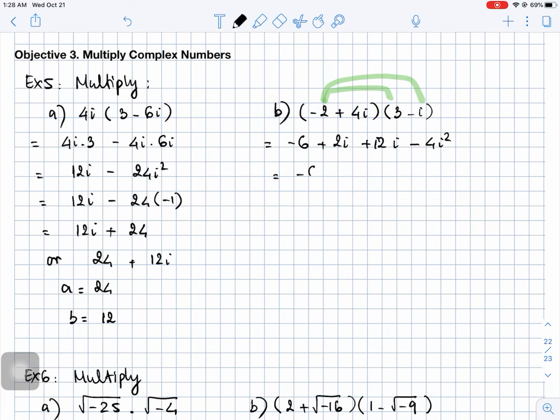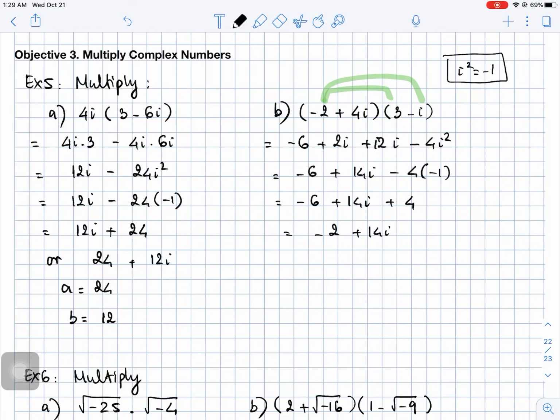In problem B, we will perform the FOIL. -2 times 3 is -6. -2 times -8i is positive 16i. 4i times 3 is 12i. And the last one is minus 4i squared.